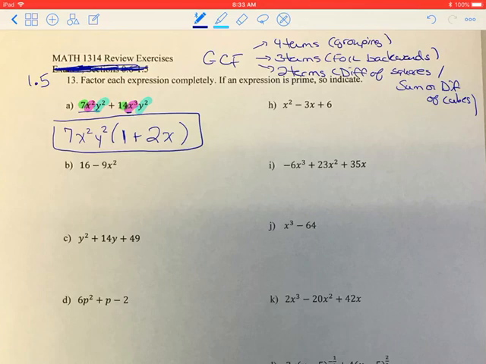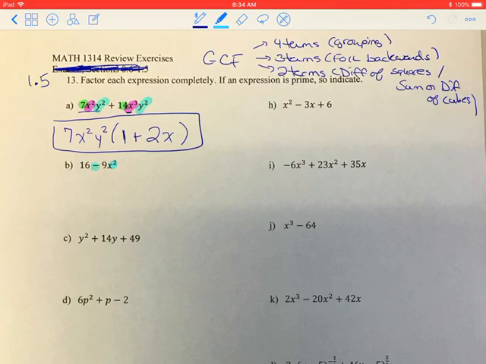When I get down to this part right here in parentheses, I don't have any squared terms, I don't have any common factors, so that's as good as that one gets. Now if we look at B, if I check for GCF first, 16 and 9 don't share common factors except 1, so I can't take anything out of there.